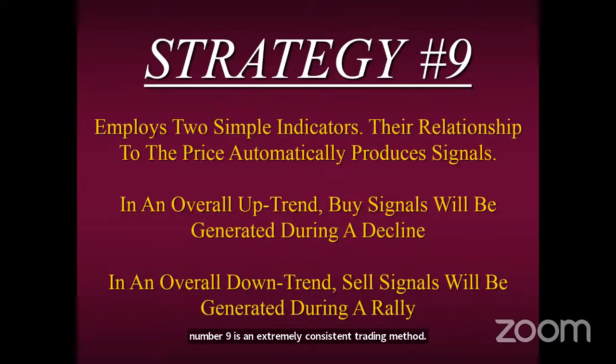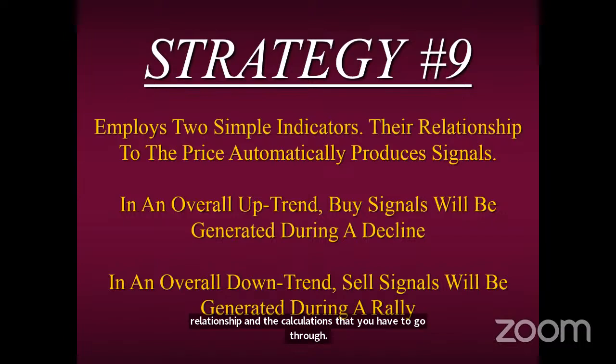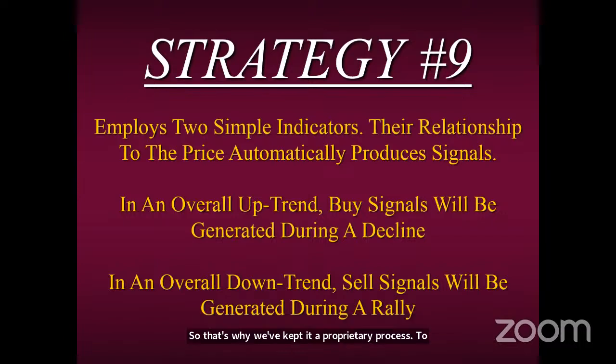So strategy number 9 employs 2 simple indicators, all right? Their relationship to the price automatically produces the signals. Trust me, if we made the rules available, you would spend probably half your day figuring them out, the relationship and the calculations that you have to go through. So that's why we've kept it a proprietary process. The secret in strategy number 9 is knowing how to apply it and knowing what the best setups are. Therefore, in an overall uptrend, the buy signals will be generated during a decline. And in an overall downtrend, the sell signals will be generated during a rally.